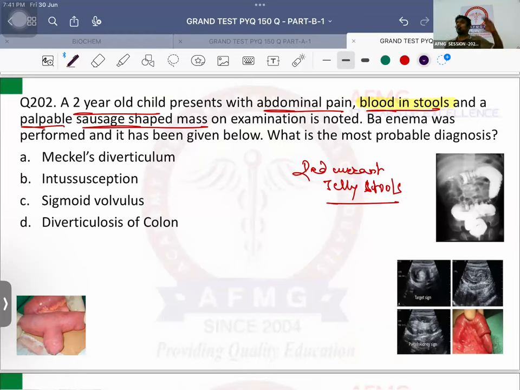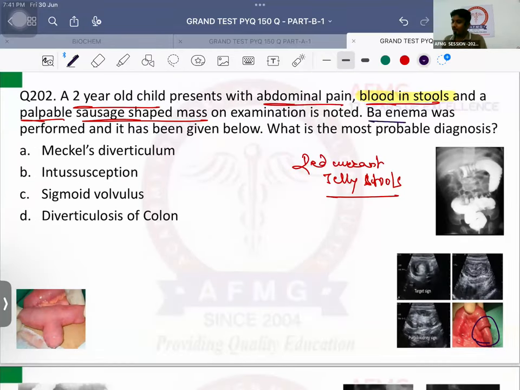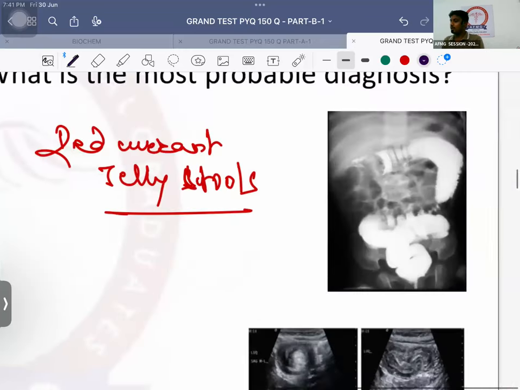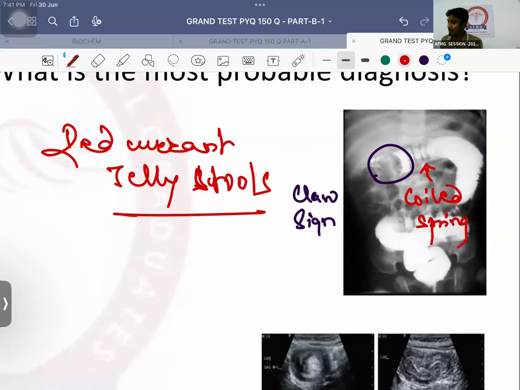intussusception, okay? When one intestine goes into the adjacent part, as shown in this image. Important. Barium enema is performed and it has been given below. What are the two classical signs on barium enema? First sign that you can see is known as the claw sign. And the second sign over here is known as the coiled spring sign. So please remember the two signs of intussusception on a barium enema. First one is the claw sign. Second is the coiled spring sign.